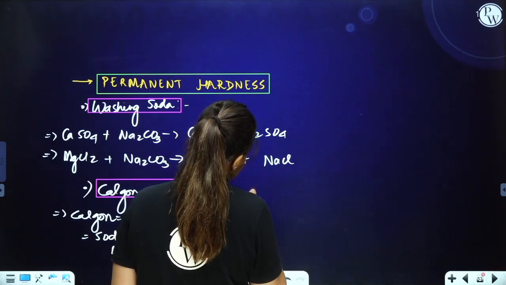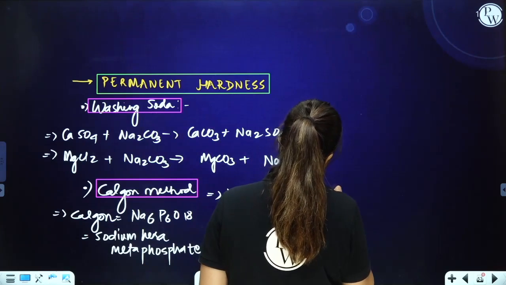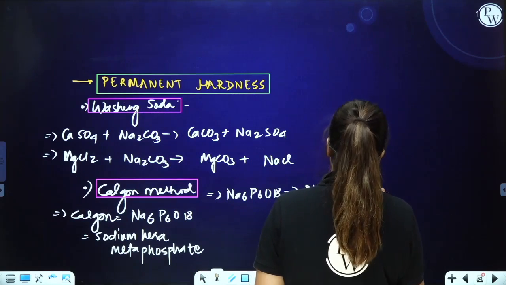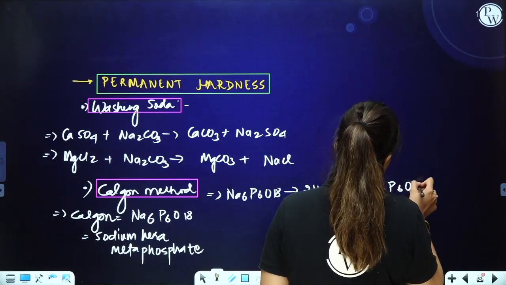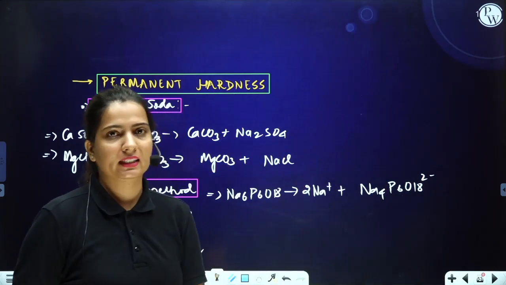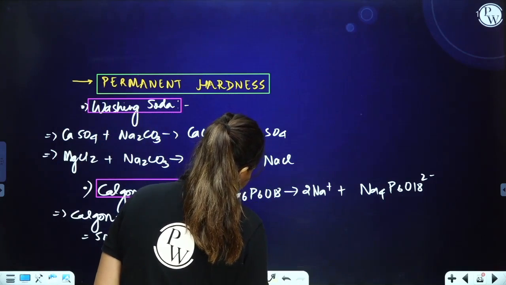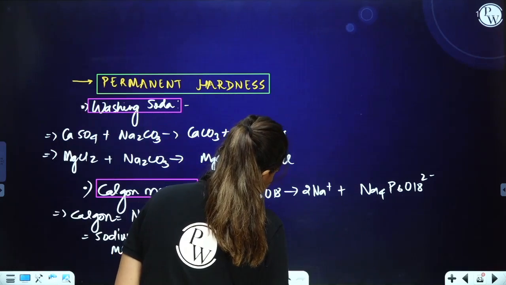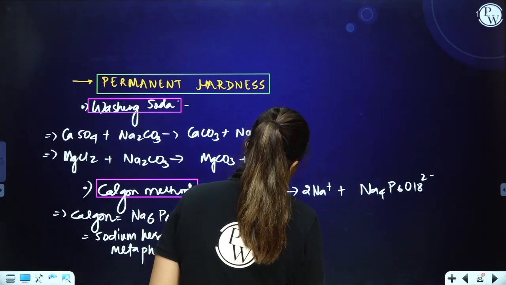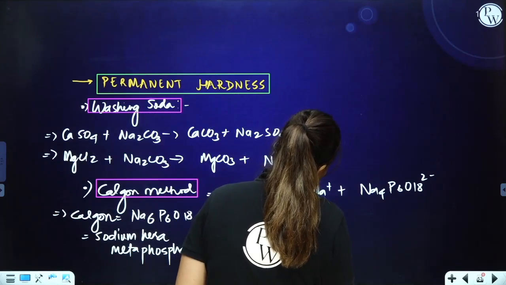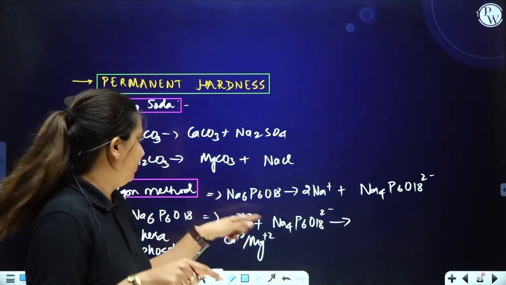Now, how does it actually react? Na6P6O18 first breaks to give 2Na+ plus Na4P6O18 2-. First we are going to get this ion. Now what will happen? The M2+ ion, which is the calcium 2+ ion or the magnesium 2+ ion present in the hard water, will react with this anion Na4P6O18 2-.